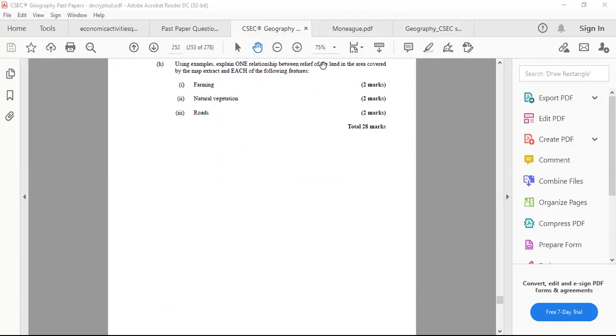Right, relationship. You see how they like to give you this last part with relationship, and it's always 6 marks. A relationship between relief of the land in the area covered by the map extract and each of the following: relief and cultivation. What is the relationship between relief and cultivation again? Farming is cultivation, remember that. So what is the relationship between relief and cultivation? And you have to give it with reference to the map. And then you have natural vegetation, and then you have roads. So let us look at it.